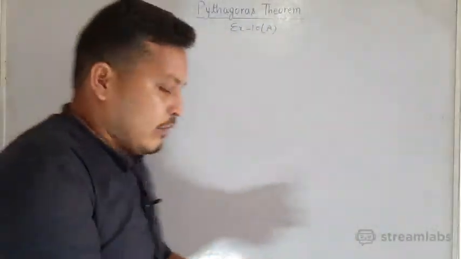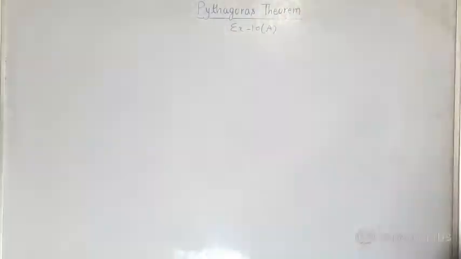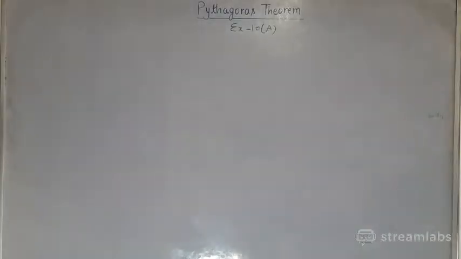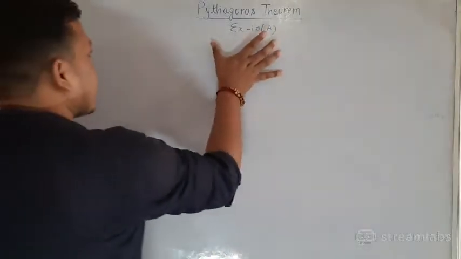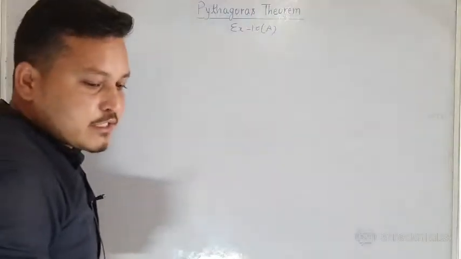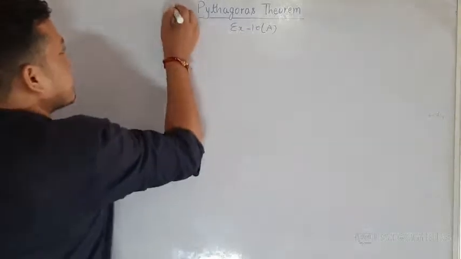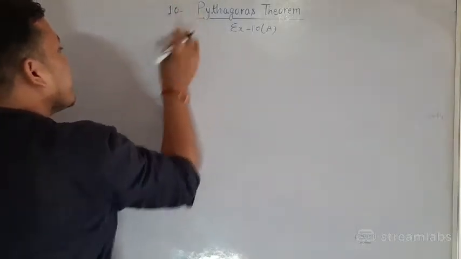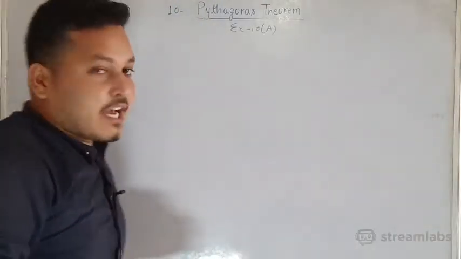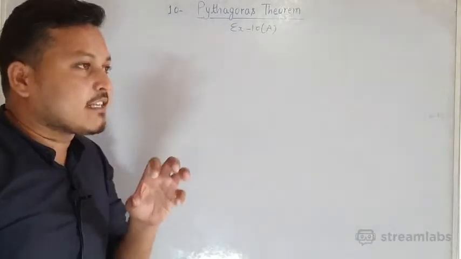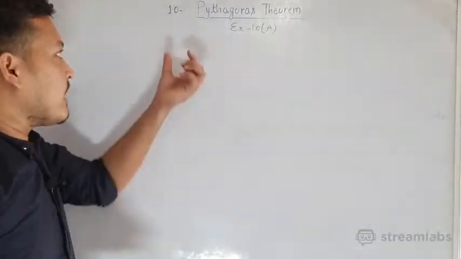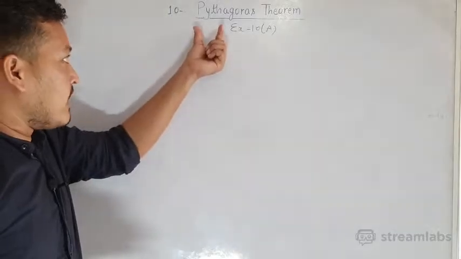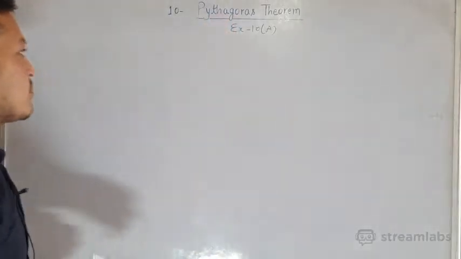Okay, students. Now today we are starting a new chapter. The name of that chapter is Pythagoras Theorem. Here I mention the name of the new chapter. It is Pythagoras Theorem, and this is our chapter number 10. It means we have completed our 9th chapter. One is remaining, that is compound interest, related to banking. So that is the new chapter, Pythagoras Theorem.